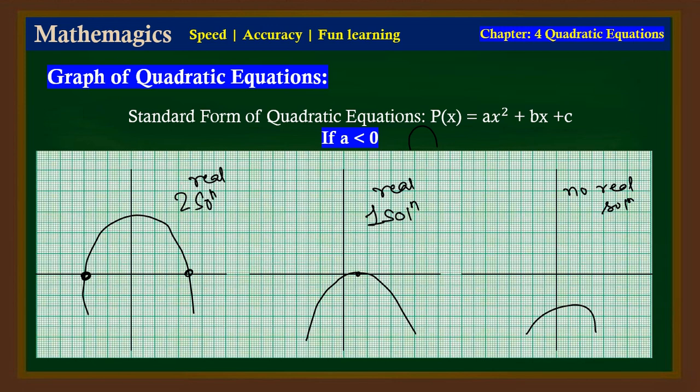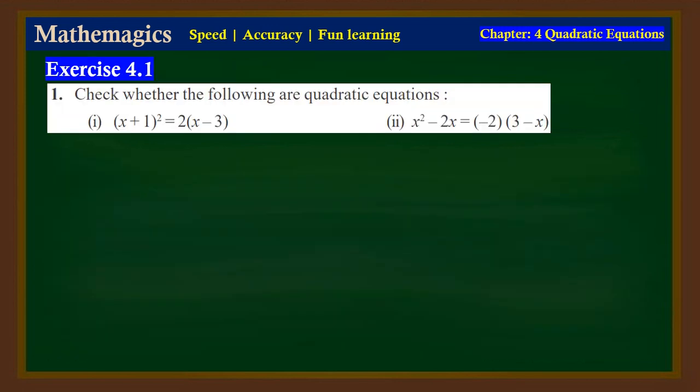Now we are moving forward to exercise 4.1 and we are going to take some questions to understand. The question is asking to check whether the following are quadratic equations. It means we are going to solve it first, and for it to be a quadratic equation, the maximum power or the degree of the equation should be 2. That means it should be in the form of ax square plus bx plus c, and the most important thing is that the maximum power should be 2. If it is so, then it is called a quadratic equation.